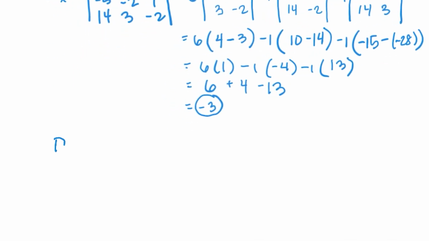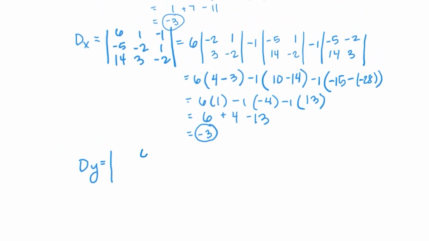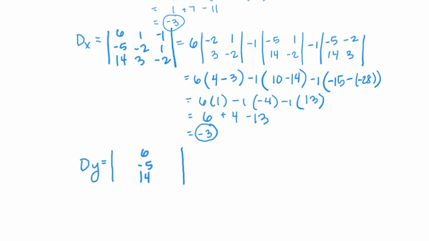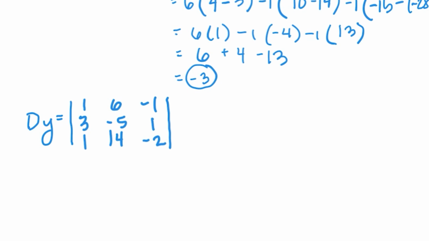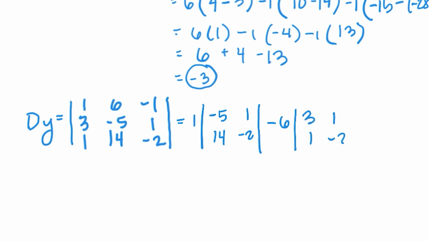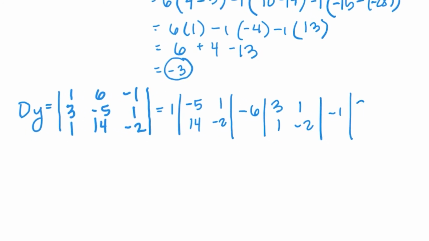Okay, so for d sub y, this time we replace the second or the y column with the constant. So those will go in the middle. And then the first and third columns will be the same as in our original coefficient determinant. So this is 1, 3, 1, -1, 1, -2. Okay, so we're going to have 1 times the determinant of -5, 1, 14, -2, minus 6 times the determinant of 3, 1, 1, -2, plus a -1, so -1 times the determinant of 3, -5, 1, 14.